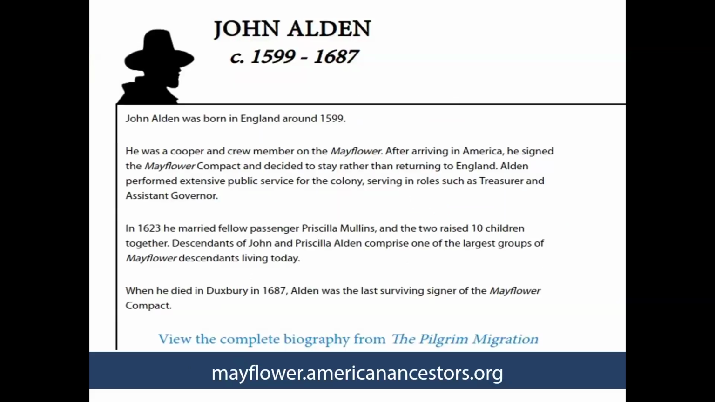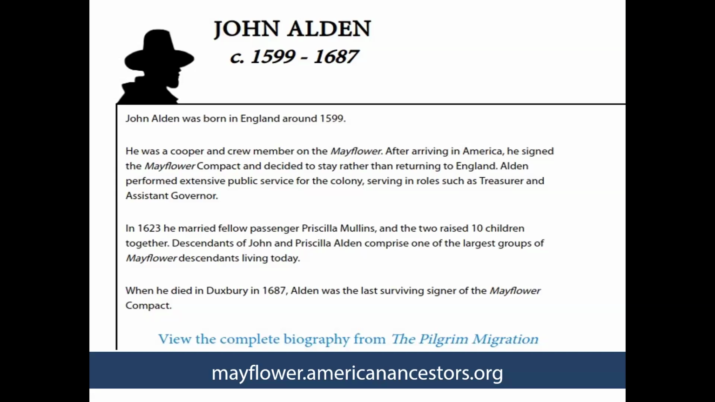You also can click into each of the individual passengers, and it will even give you a biography. These biographies are coming from the book The Pilgrim Migration, which was written by Robert Charles Anderson. Each of these biographies is going to give you some details about what's known about them, about where they came from in England, maybe what their occupation was. In this case, John Alden was a cooper, so he made barrels.